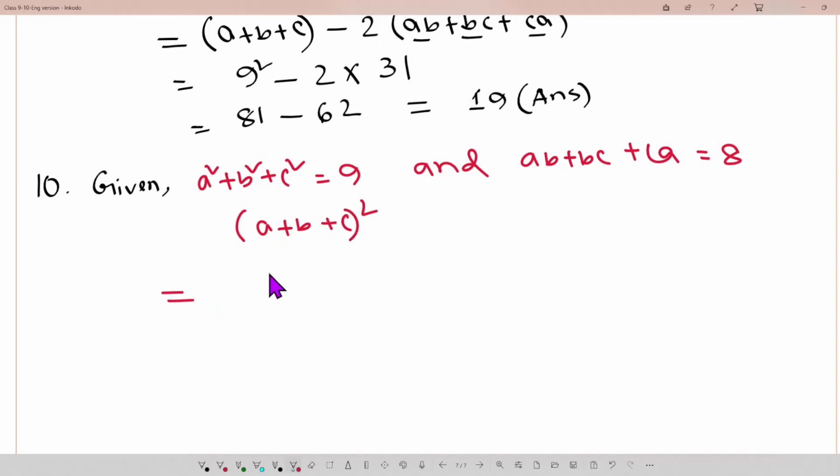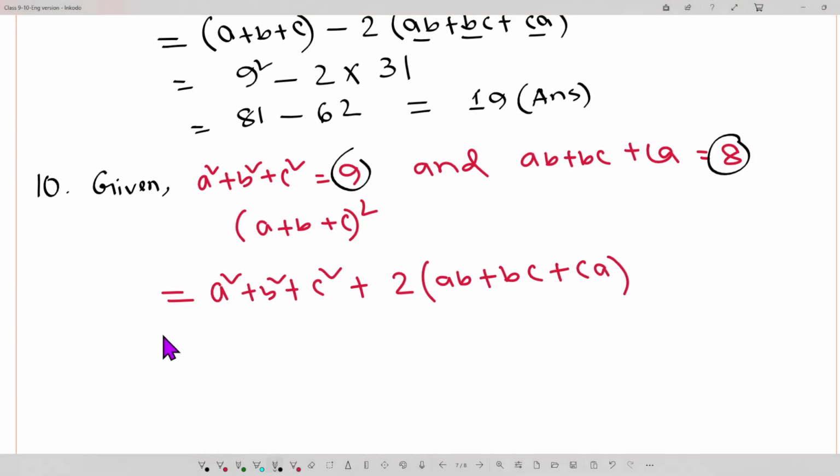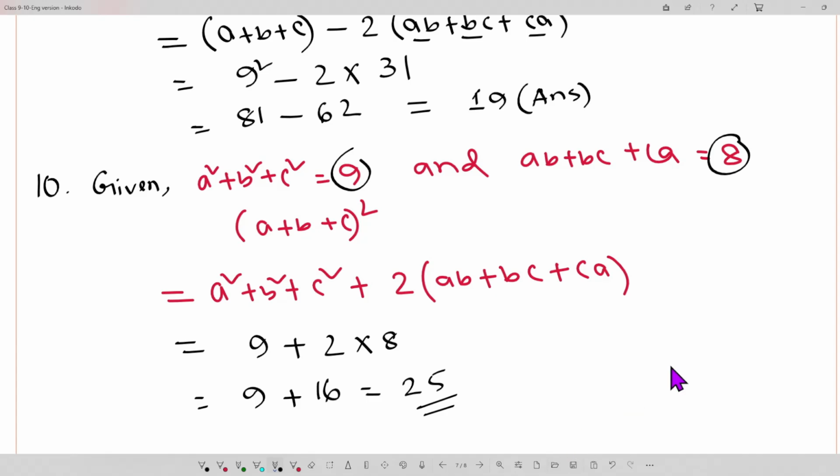So it's a very simple thing. Simple formula: a square plus b square plus c square plus 2 times (ab plus bc plus ca). Now a square plus b square plus c square is 9, plus 2 times (ab plus bc plus ca), which is 8. So 9 plus 2 times 8, which is 16, so 16 plus 9 is 25. This is our answer. So numbers 9 and 10 are done. Number 11.